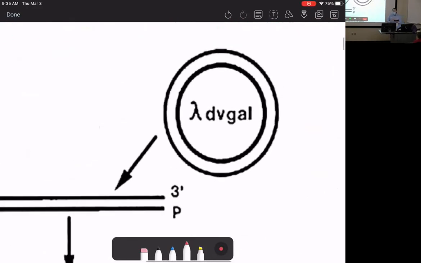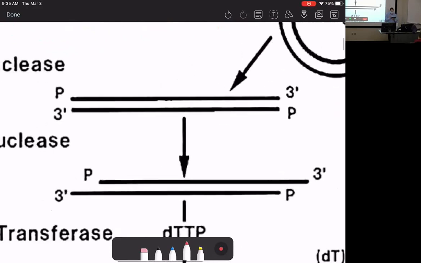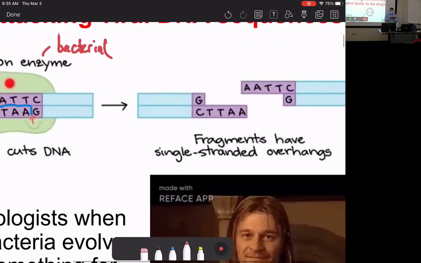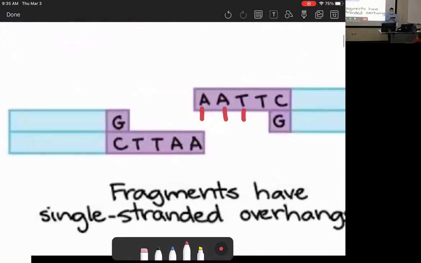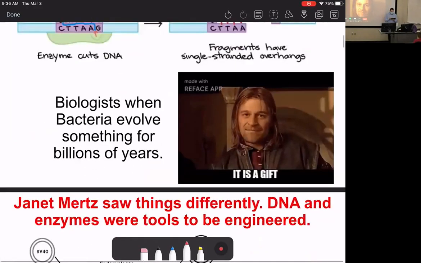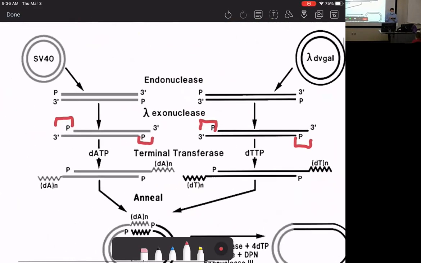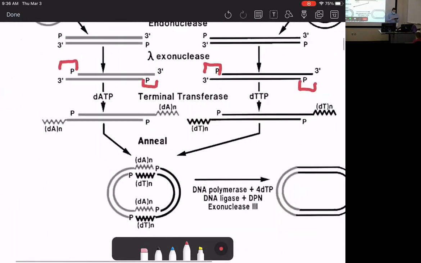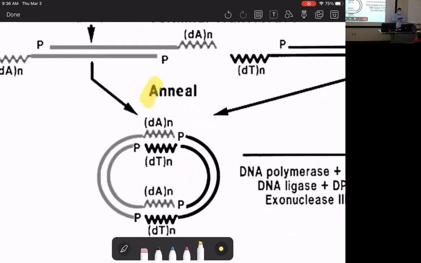Then she took a bacterial plasmid called DVGAL. Remember, plasmids are little bacterial sets of genes. She took this and she digested these ends. And remember, kind of like we saw up here, see how these ends want to stick to something? So she digests both sides, puts them together, and you create a hybrid. Bacteria and a virus in one, at least genetically.